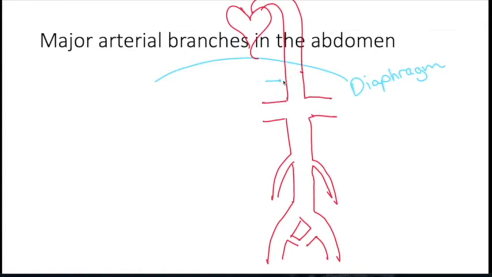Now, okay. So after it passes through the diaphragm, the aorta becomes the abdominal aorta. I'm not having you memorize sections of the aorta, honestly. There are the ascending, arch, descending thoracic, or I just call it thoracic, and abdominal aorta. But I'm fine if you just say aorta.